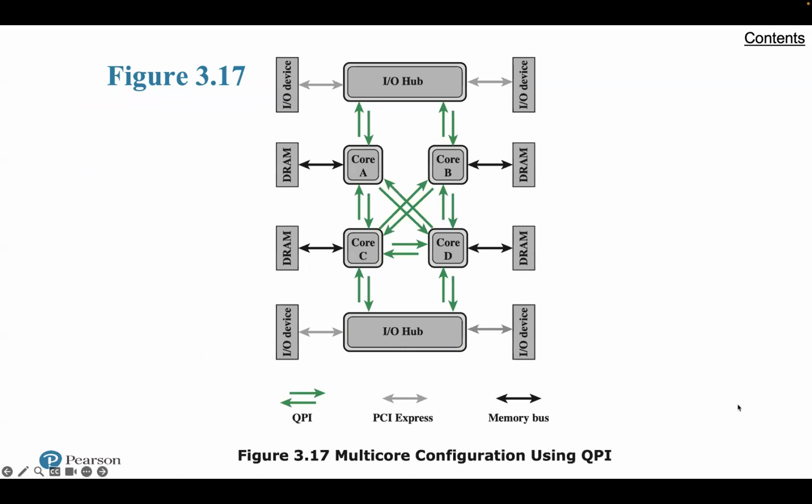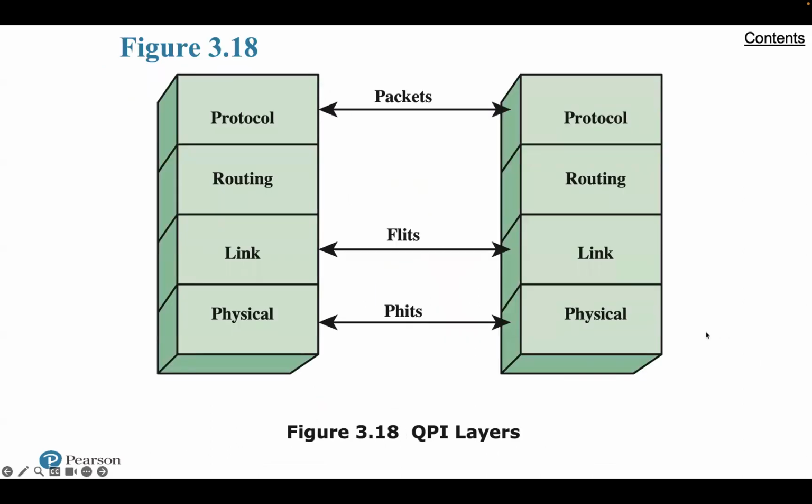In this figure, we're illustrating a typical use of QPI in a multicore computer. The QPI links, indicated by the green arrows in pairs in the figure, form a switch fabric that enables data to move throughout the network. And so we can see this movement with the QPI between modules. I'm just going to go ahead and move on.